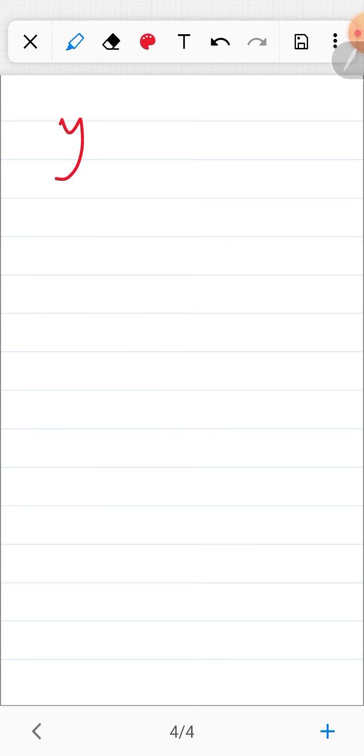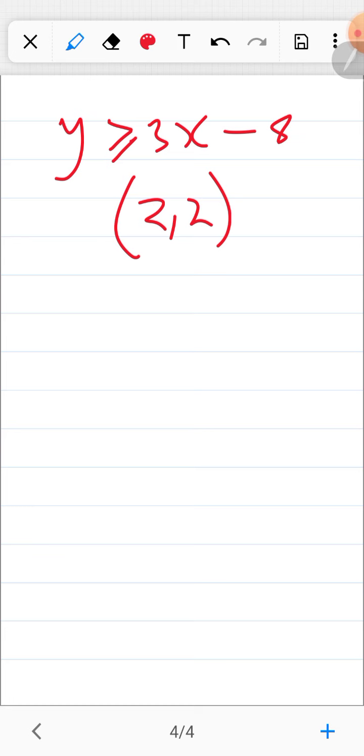Let's see if there's another one here that you guys needed help with. If I have a linear inequality like y greater or equal to 3x minus 8, and then they ask me, is this point a solution to that inequality? Simple, very simple. I just substitute the x and y values of this point into that inequality.